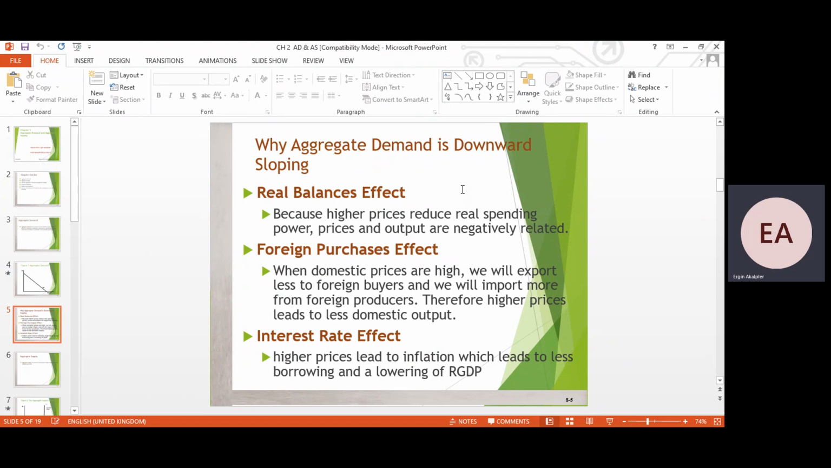Foreign purchasing effect. When domestic prices are high, we will export less to foreign buyers and we will import more from foreign producers. Therefore, high prices lead to less domestic output.